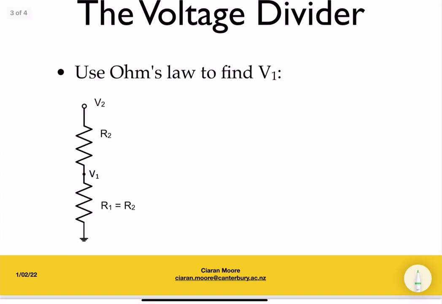Two interesting special cases to consider, and the first of those is when R1 is equal to R2. In this case, V1 is going to be equal to exactly half V2. The other case that's interesting is when R1 is much larger than R2. In this case, V1 will be approximately V2 because most of our voltage drop will fall across that first resistor.